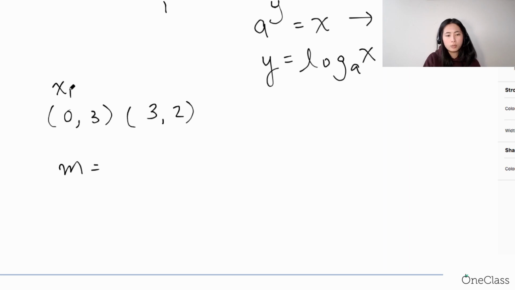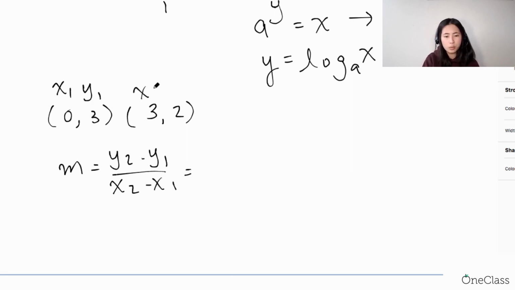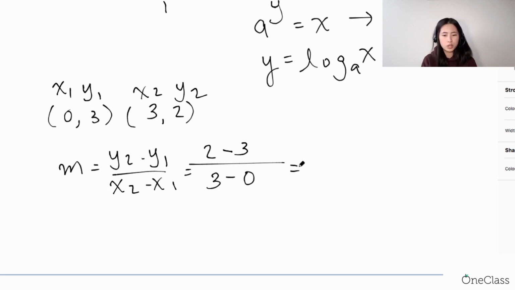If you recall, we have y2 minus y1 over x2 minus x1, right? So we know what x1 is, we know what y1 is, we also know what x2 is, and we also know what y2 is. So y2 is 2. And as you can see, this formula has the negative sign, so make sure that if you have a negative coordinate, you distribute that. So you have negative y1, which is 3, and then your x2 is 3, and your x1 is 0. Okay, great. So we have 2 minus 3, which is equal to negative 1, and underneath this is 3 minus 0, which is equal to 3.